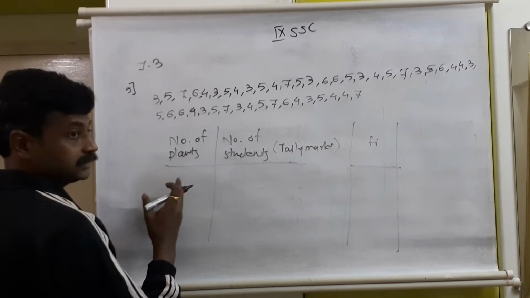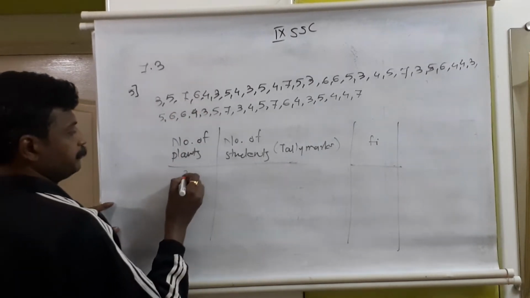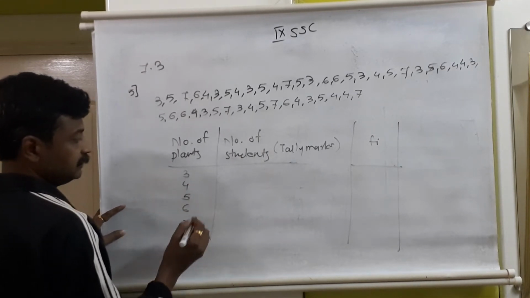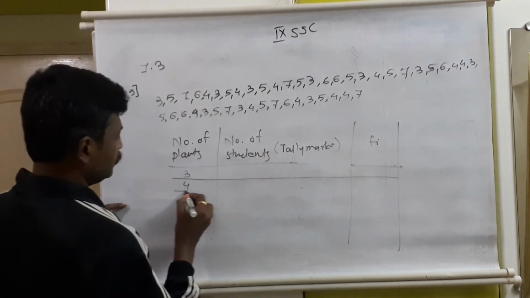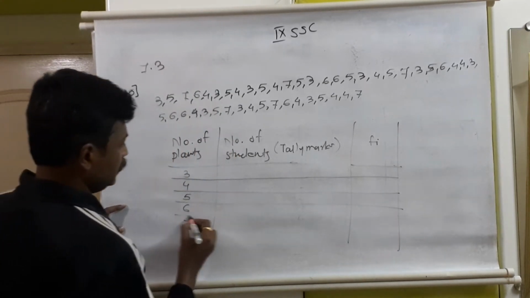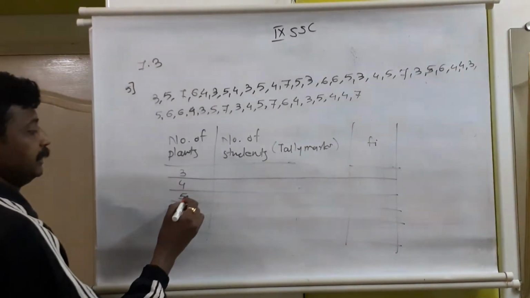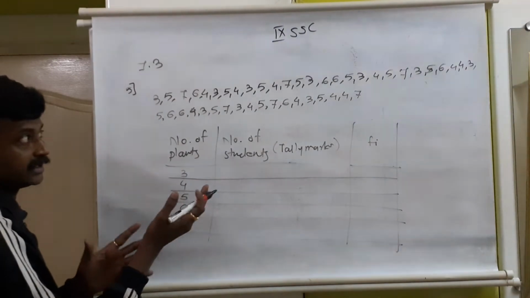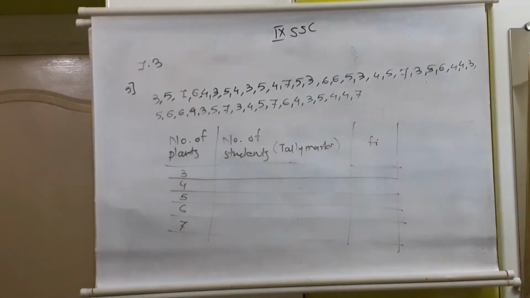Number of plants: how many plants, minimum how many plants are planted? Minimum 3, then 4, 5, 6 and maximum 7. So these will be our required classes. Okay, in the first class 3 plants, 4 plants, 5 plants, 6 plants, 7 plants. I can't observe more than 7. Okay, in case it comes we can add it. So minimum to maximum it is going to cover all the information.